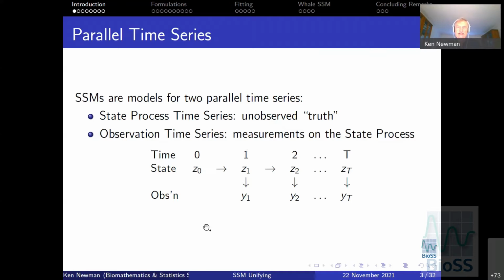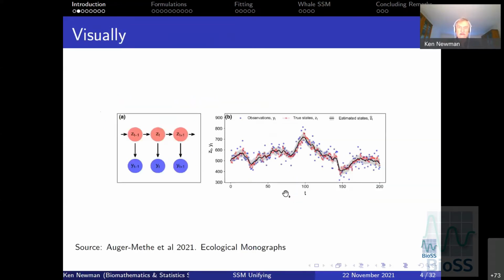So what we're imagining here is that we start at time zero with some initial state, and that state evolves in time. And sequentially, we're making measurements, imperfect measurements, on those states. Okay, so another picture of this: I'm letting Z represent the value of the unobserved state, and Y are the observations.